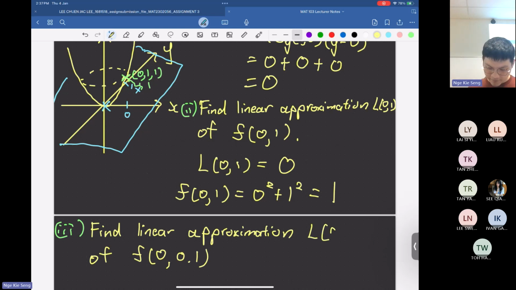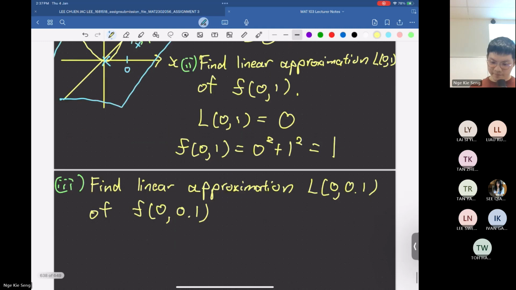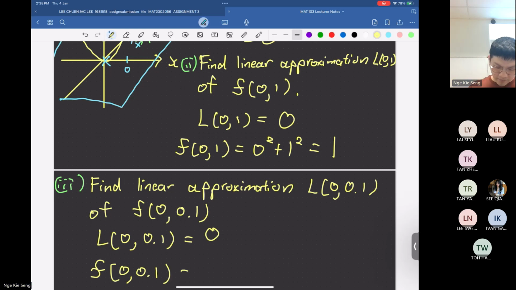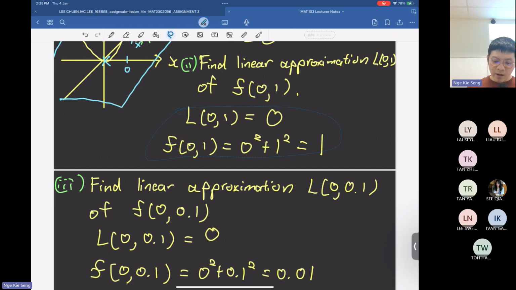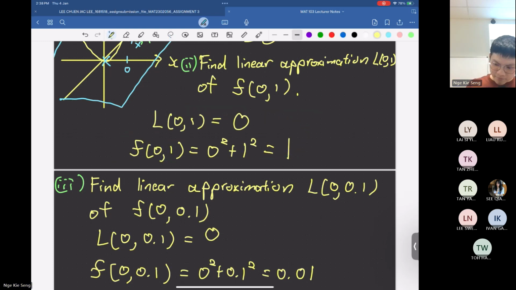What's this point here? L(0, 0.1) is what? It's still 0. But f(0, 0.1) is what? 0 squared plus 0.1 squared, you get 0.01. So what can you see here? When I move the point closer to the origin, the difference between linear approximation and the actual point decreases.